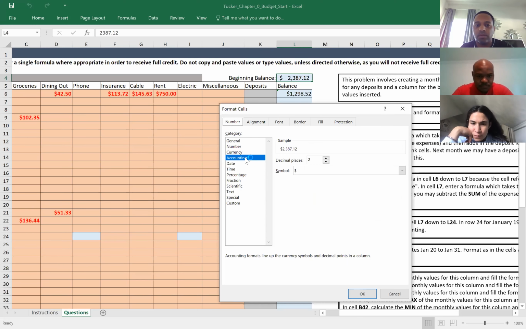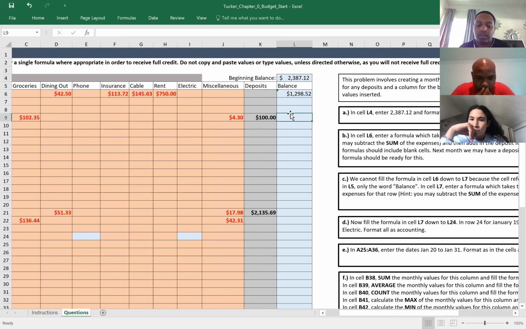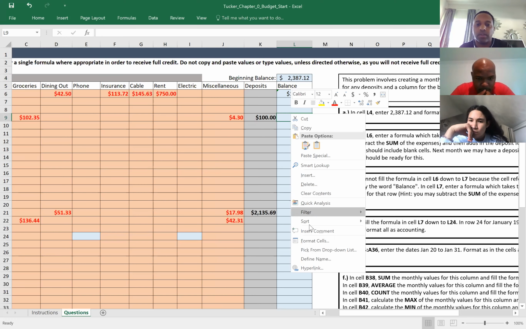So anybody have any problems with that? With what I just said, try to do it step by step. So you hit the right click whenever you want to format your cells. Hit the right click on that cell, and then go down to format cells, and you have different options that you can use.